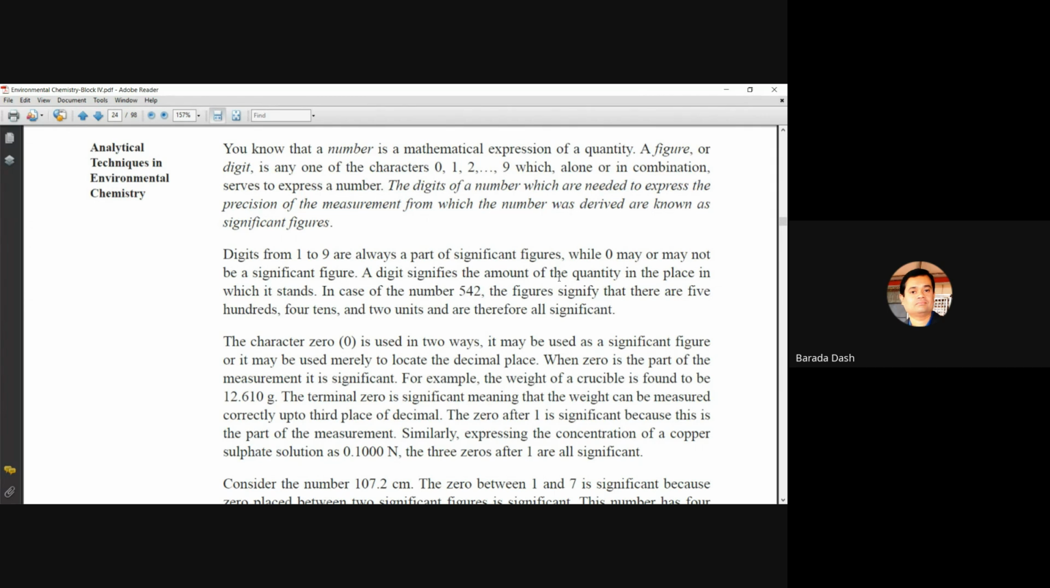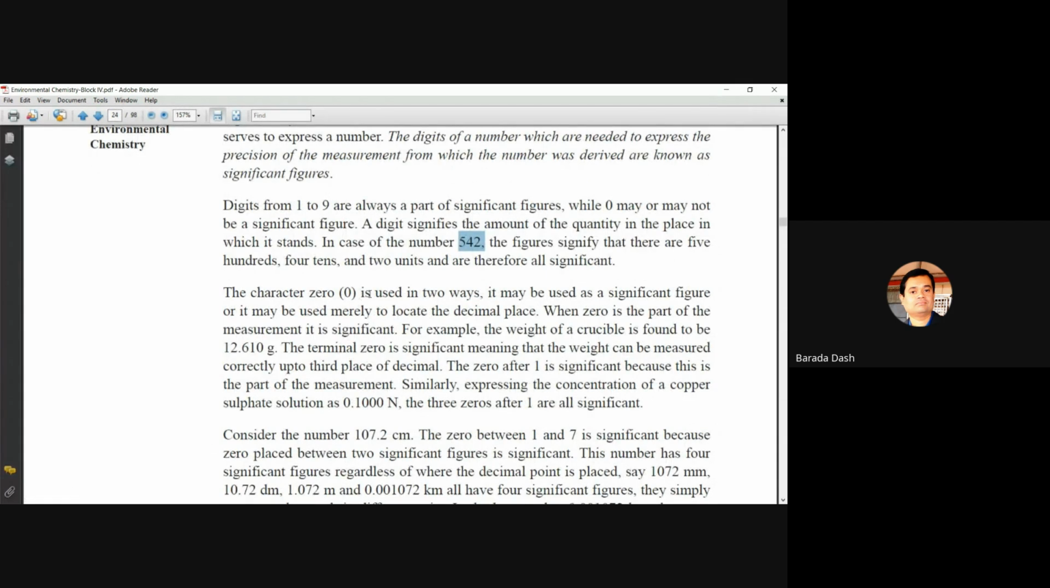In the case of the number 542, the figures signify that there are 500, 40 and 2 units, and are therefore all significant. So 542 has all significant figures. The zero is used in two ways. It may be used as a significant figure, or it may be used merely to locate the decimal place.